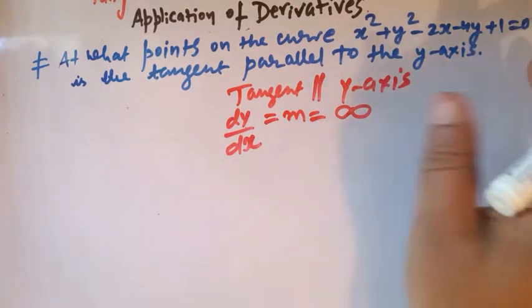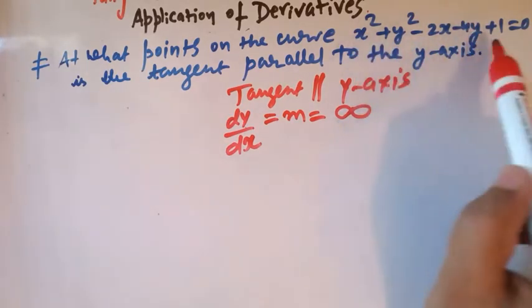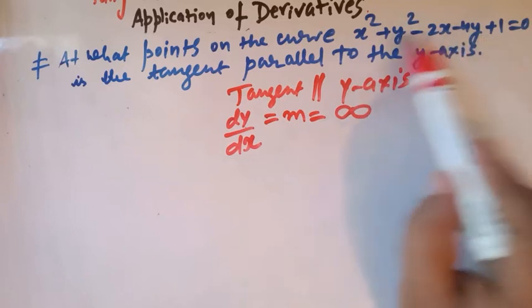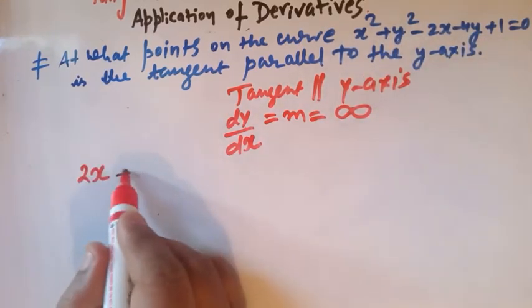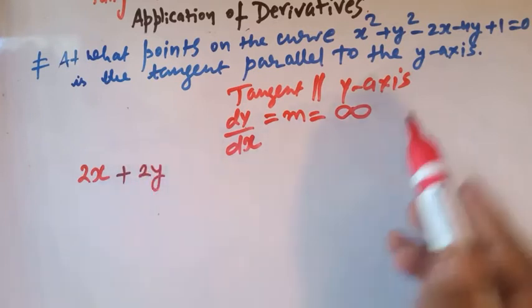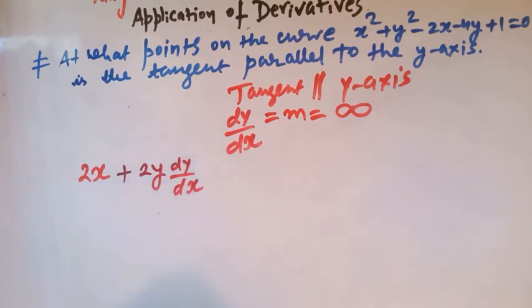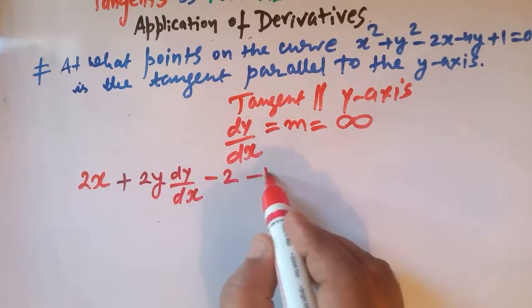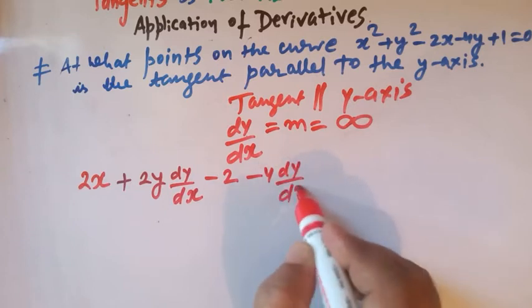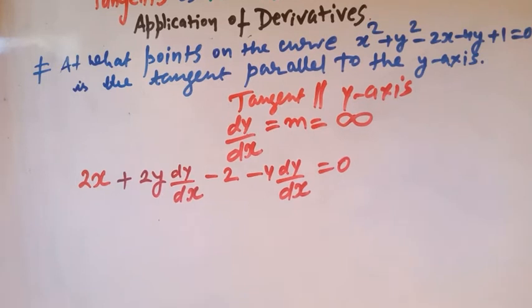So let us first find the derivative dy by dx from this equation. So we'll differentiate this equation. So what we will get? We'll get 2x plus 2y, and then we have by chain rule dy by dx, minus 2, and minus 4 dy by dx, plus 0 equal to 0. The derivative of 1 is 0.